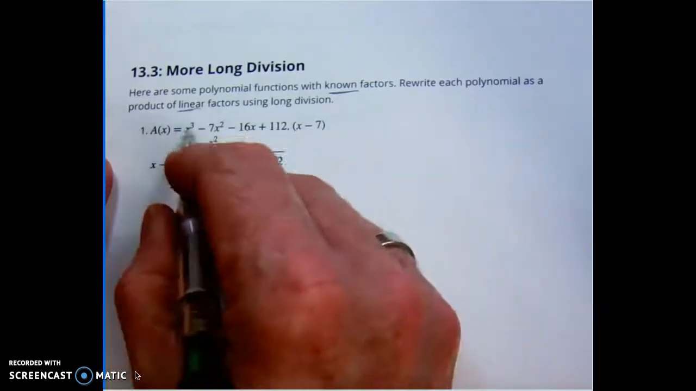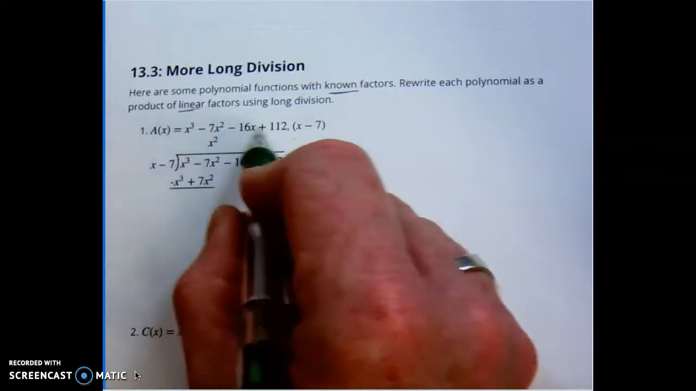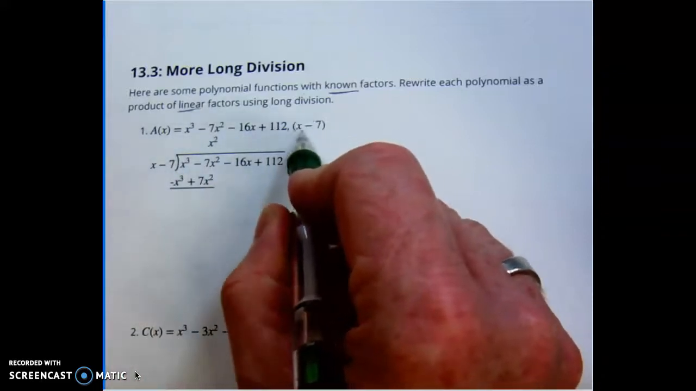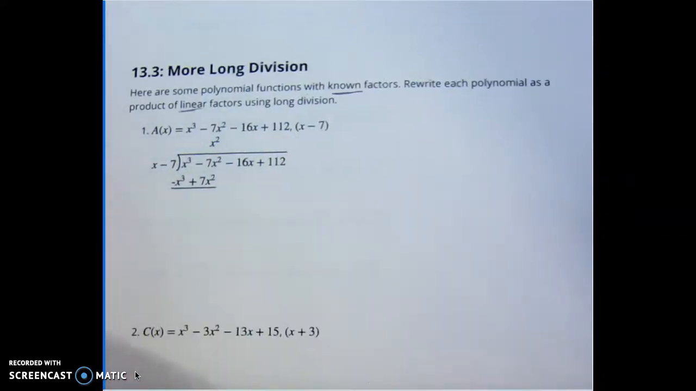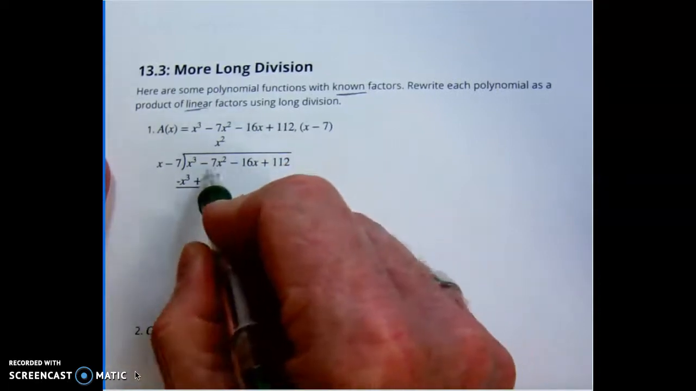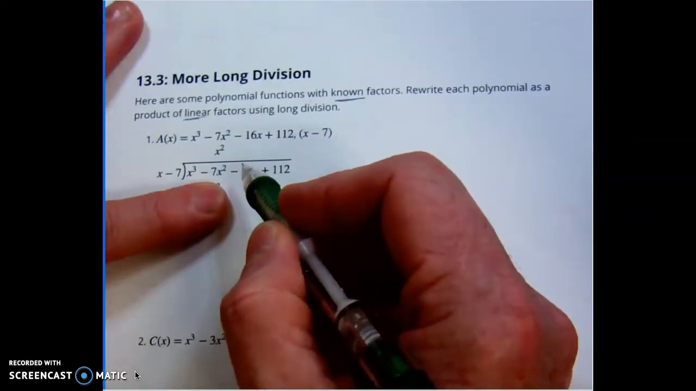So they give us the polynomial a of x, and our first linear factor is x minus 7. They've started the division for us. Let me cover that up for a minute.